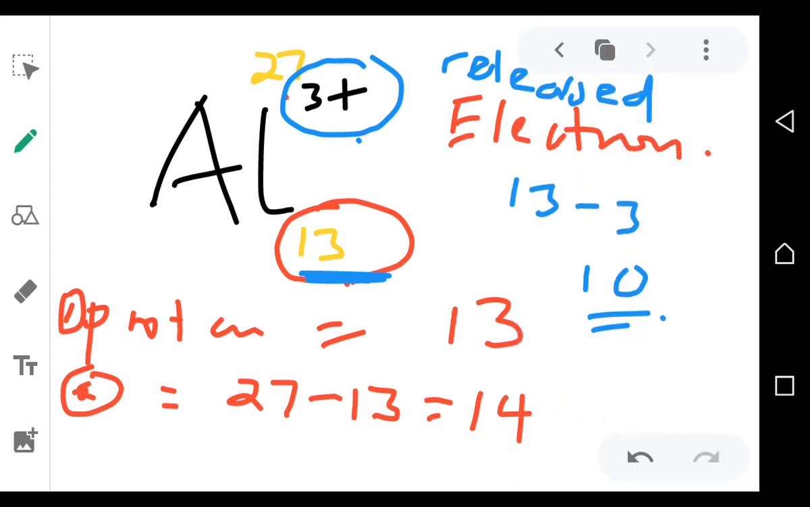So it means 13 protons, 14 neutrons. We said about this, these are neutrons. You remember, these are neutrons.